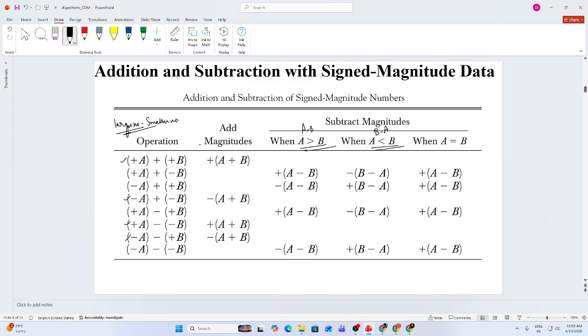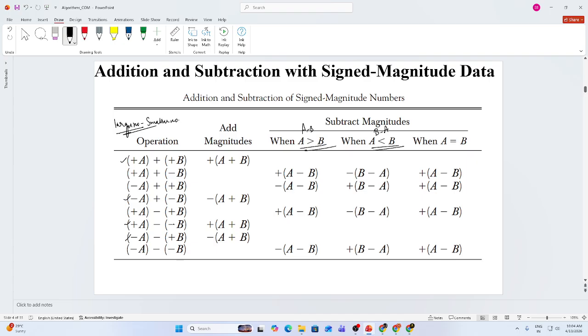So when do we need to do that? In case of addition, if the signs are different; similarly, in case of subtraction, if the signs are equal. So we need to do subtraction in 4 cases: in case of addition if the signs are different, and in case of subtraction if the signs are equal. In all these 4 cases I need to do subtraction.